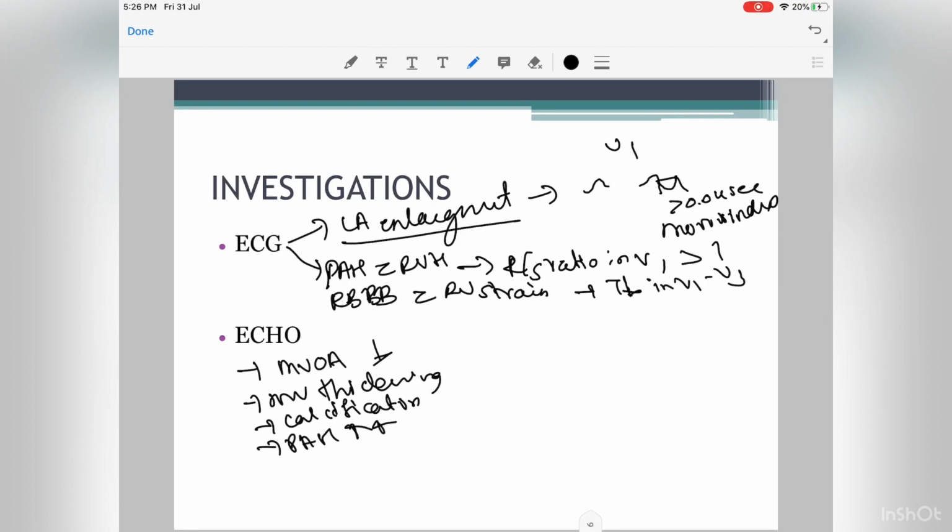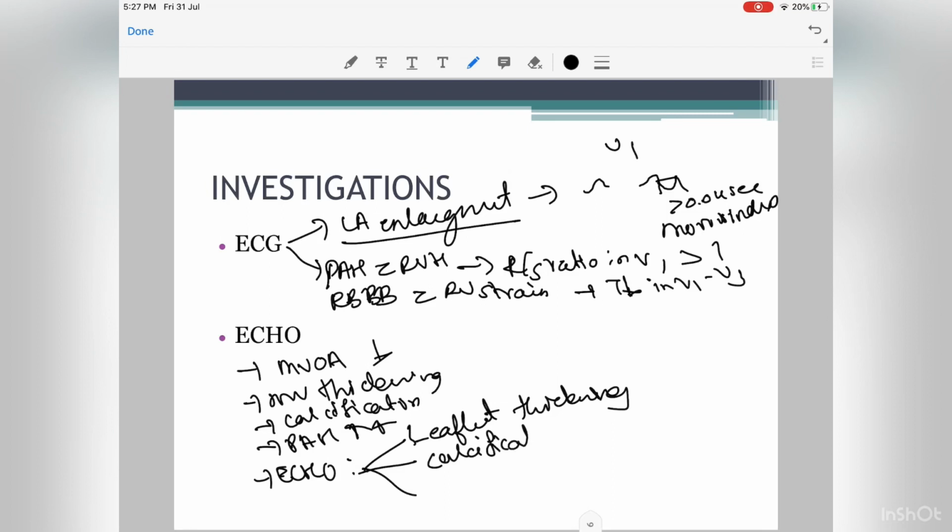Okay, so apart from this, there is something called the echo score, which is important on echo. In the echo score, they take into consideration 4 things. The first thing is the degree of leaflet thickening, then calcification, then mobility of the valve, and the fourth important thing is subvalvular thickening.